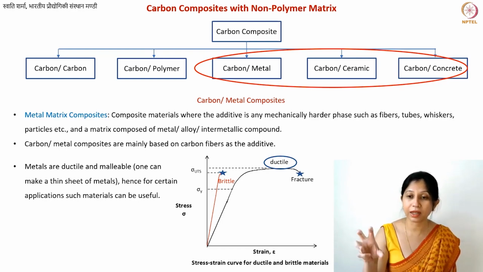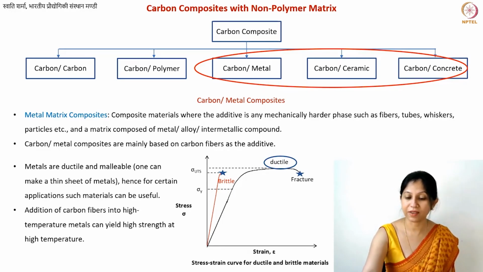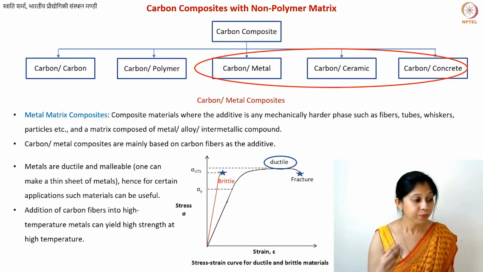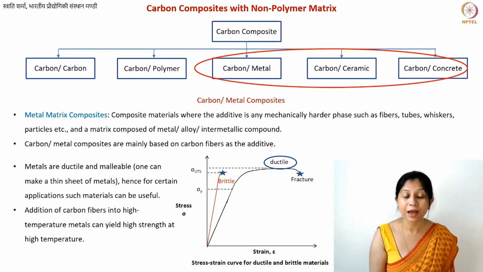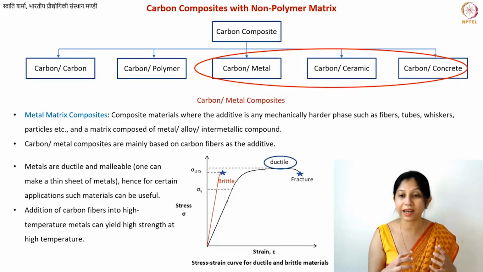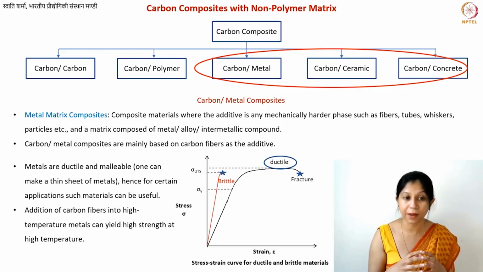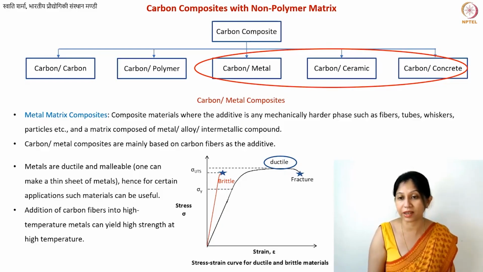Okay, so this is our matrix phase, and what we have is carbon fiber as additive. Now, what is the need for carbon metal composites, and why couldn't we work with carbon composites, even if we wanted to work at higher temperatures? Well, here the ductility and the ability to make thin sheets becomes important. If you would like to use the properties of a metal, but at the same time you want a slightly mechanically stronger material, in that case you can add carbon additives to it.